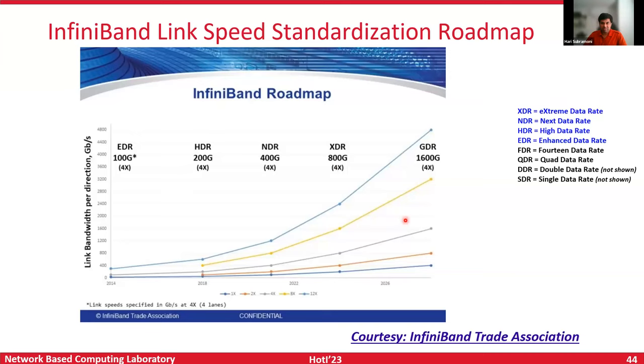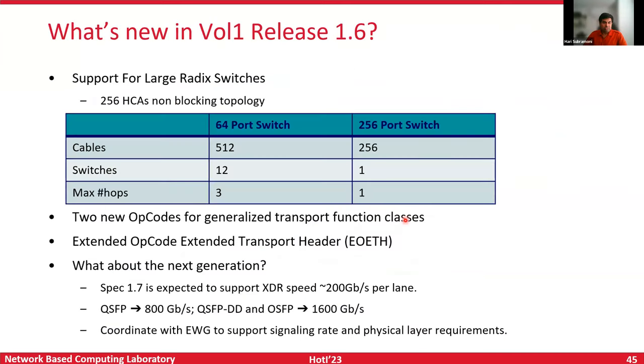The most recent release of the InfiniBand standard was 1.6, which introduced support for large radix switches. If you look at current generation InfiniBand deployments, you will have either a 36 or a 48 port switch. There is nothing really bad about that. The only thing is that if you want to create larger deployments, you will have to use more switches and cables, which will add to the cost.